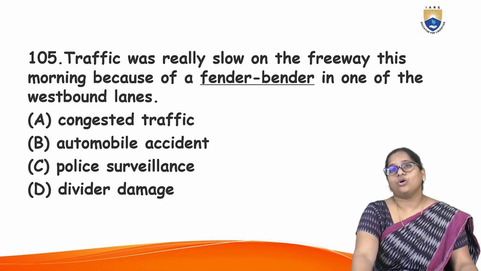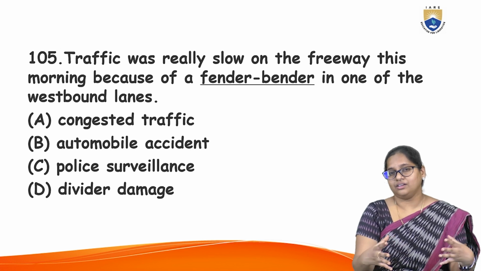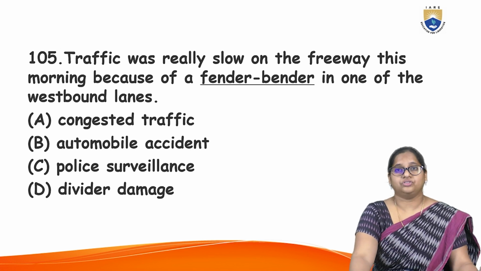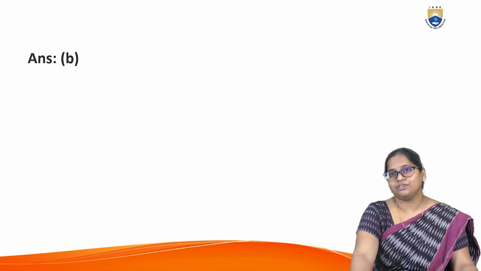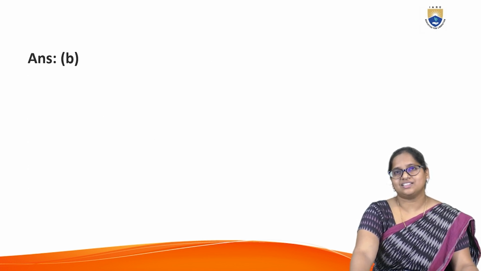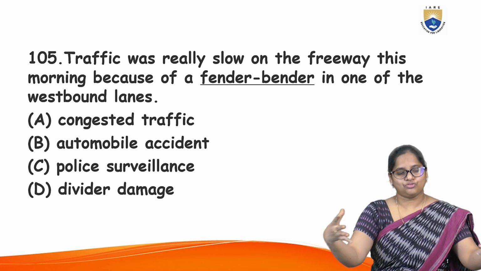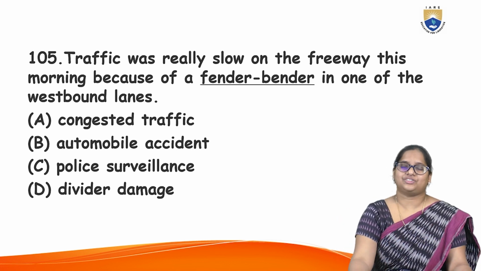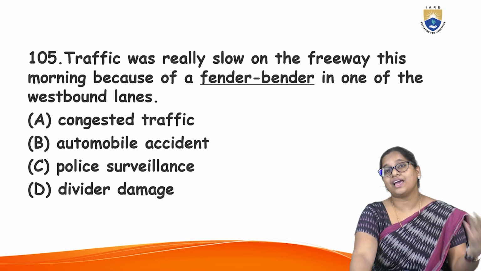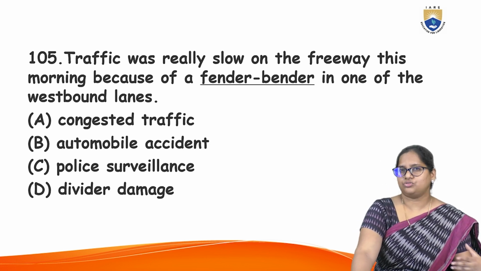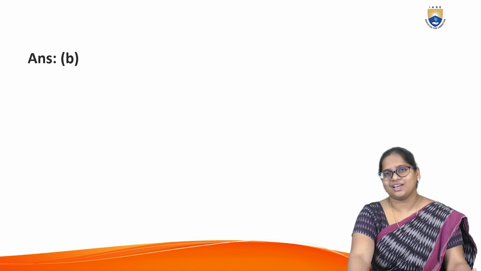Congested traffic or automobile accident, because of a fender bender. What is this? Some kind of vehicle accident. Option 3, police surveillance, no, it's not that, but generally it is like automobile accidents. Two vehicles clashed. Automobile accident. So option B, fender bender means accident. Vehicles accident, or two people met with an accident on the road.